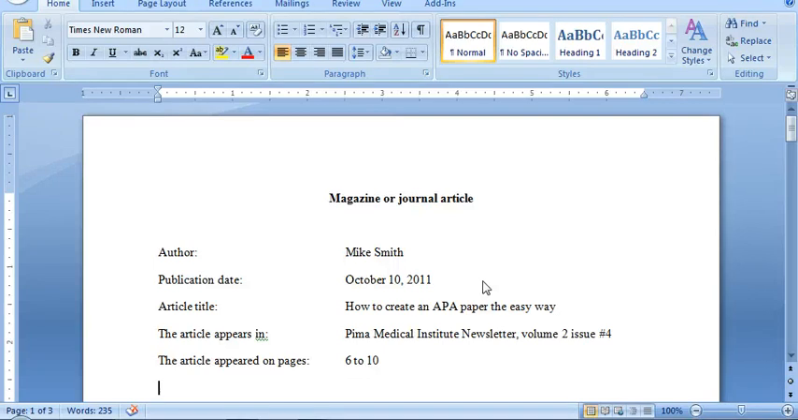This is Colin Eason with Pima Medical Institute, and today we're going to take a quick look at how to create an APA reference for a magazine or journal article.